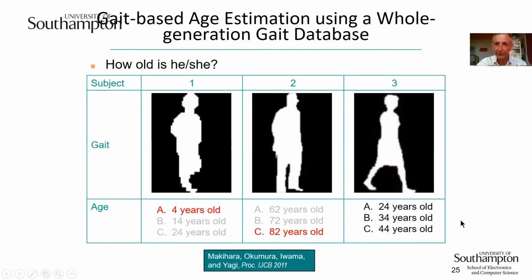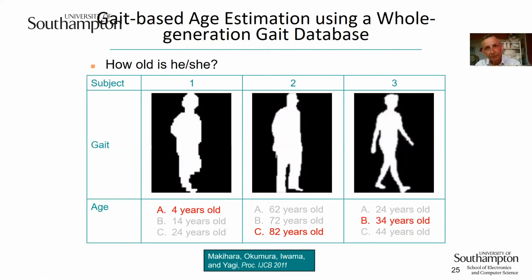Is mum 24, 34 or 44? 34, 44, 24. Yeah, she's 34 years old. Your guesswork on that, you know, you were as good as me.